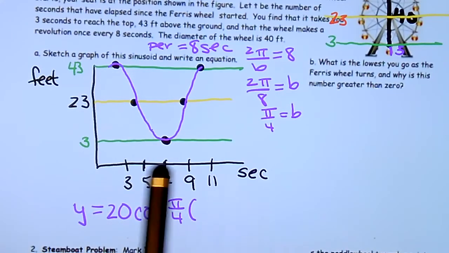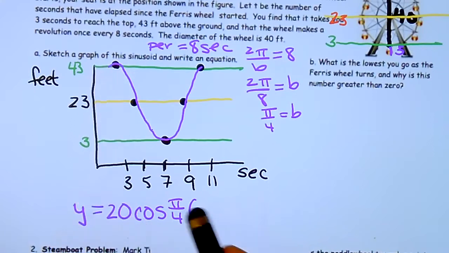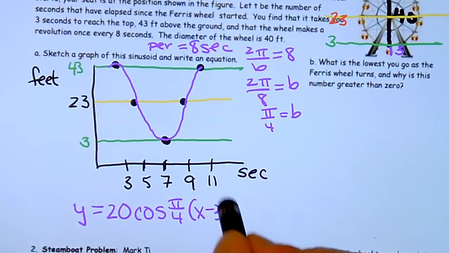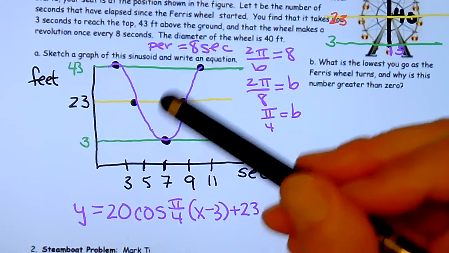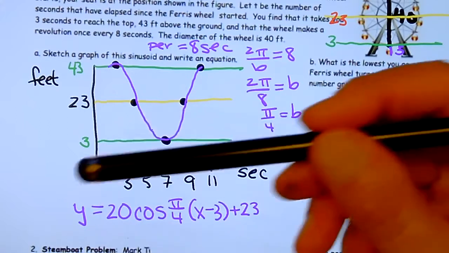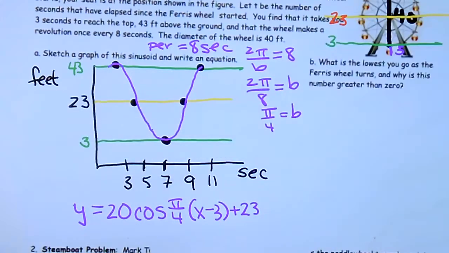Now my start. My high is at 3, so this is going to be x minus 3. And then we shifted it up to 23. Be careful. A lot of times people want to give me the 20 because you go, oh, I'm going 20 above. That's your amplitude. Where are we shifted to? We're shifted to 23. That's our equation.